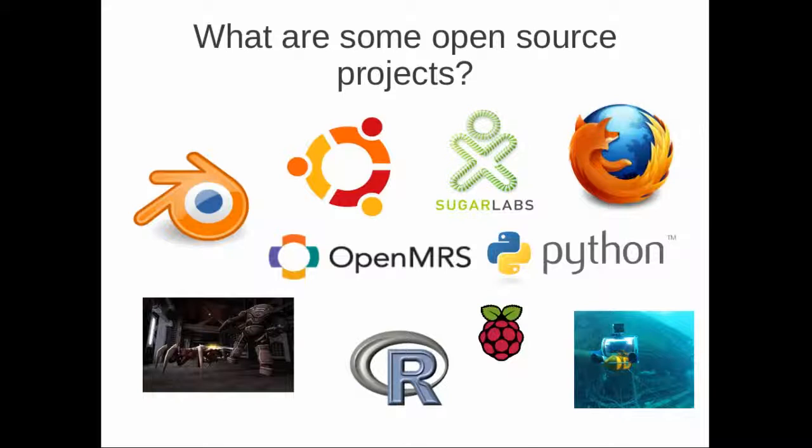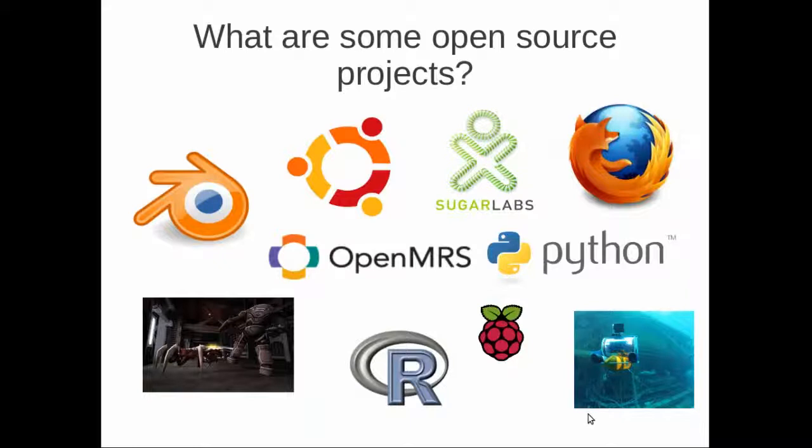Going from the top left, they are Blender, a 3D computer graphics software for simulation modeling and animating; Ubuntu, a popular open source operating system based on Linux; Sugar, an educational desktop environment for children used for 1 laptop per child laptops; Firefox, an open source web browser; OpenMRS, an open source medical records system for underserved communities; Python, a popular open source programming language; Tremulous, an open video game using the open source game engine IO Quake 3; R, an open source programming language used for statistics and data manipulation; Raspberry Pi, a low-cost credit card-sized computer designed to run an open-source operating system; and OpenROV, a low-cost remote-operated mini-submarine.